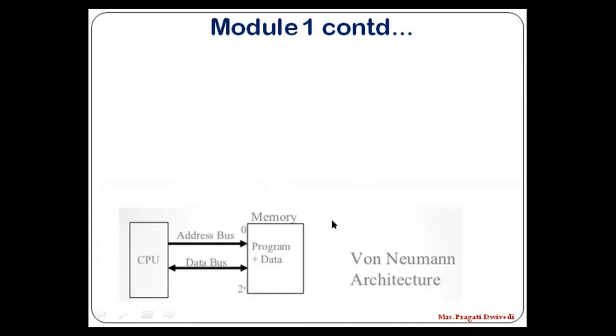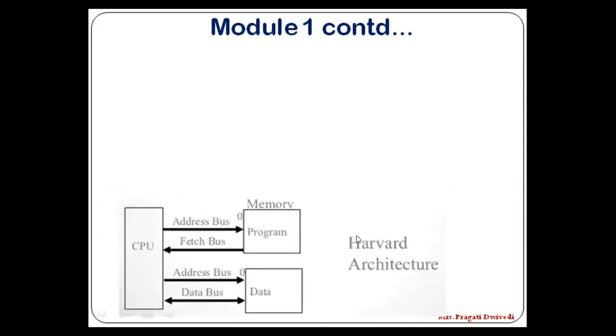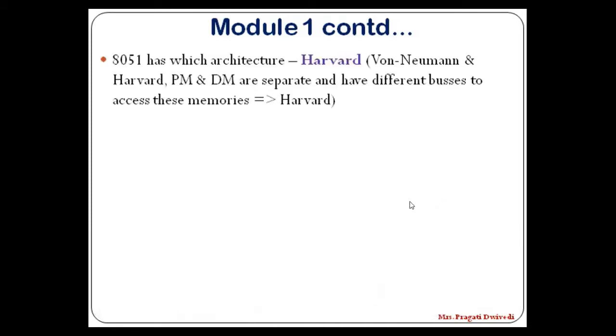Apart from von Neumann, the other architecture is Harvard architecture. Now in Harvard architecture, you have two different memory chips. You have a separate program memory and a separate data memory, and more important here is that you have separate address and data bus. So you have a separate set of address and data bus to access your ROM or the program memory, and a separate set of address and data bus to access your data memory. We call such an architecture Harvard architecture. So there can be a question like, 8051 has which architecture? Mostly it has a Harvard architecture.